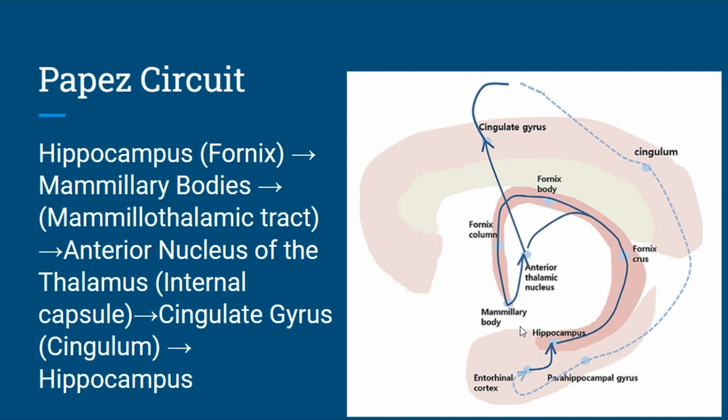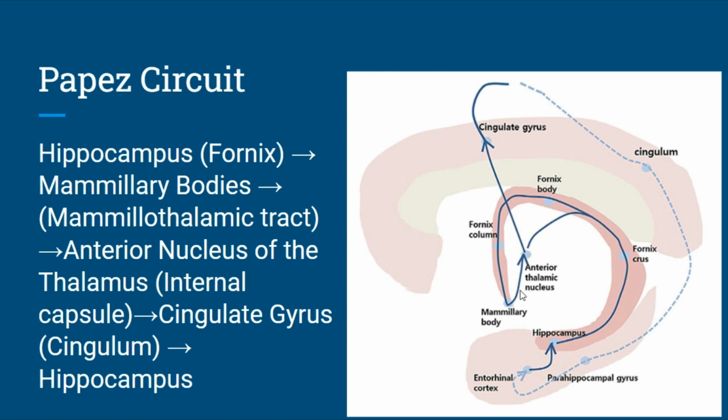So it originates in the hippocampus right there. And the hippocampus is going to be connected with the mammillary body right here through the fornix. You see the line going up right there, fornix. So it's going to go through the fornix crus, fornix body, and fornix column and connect with the mammillary body. Now, the mammillary body is going to be connected with the anterior nucleus of the thalamus, and it is going to be connected through the mammillothalamic tract.